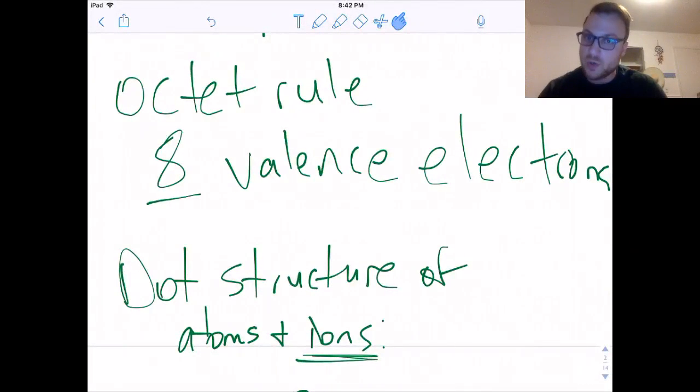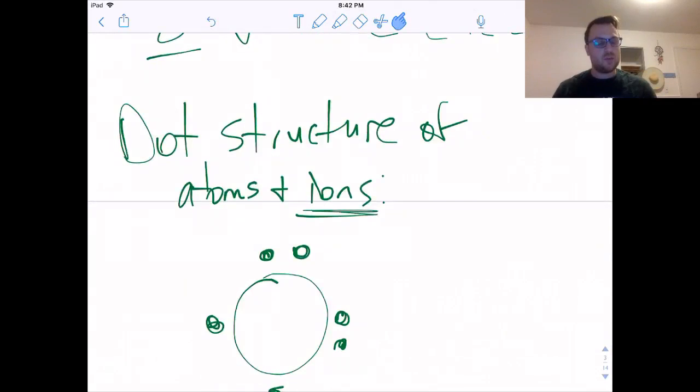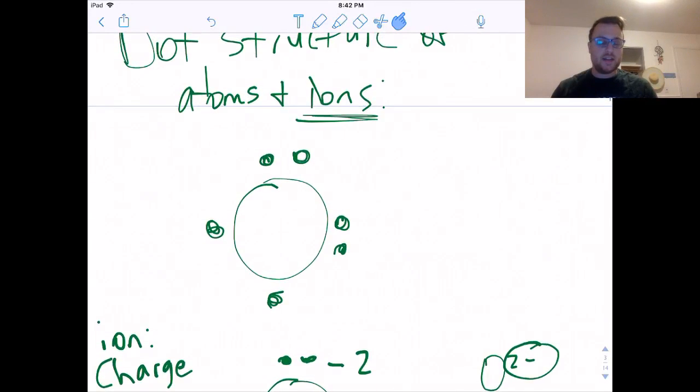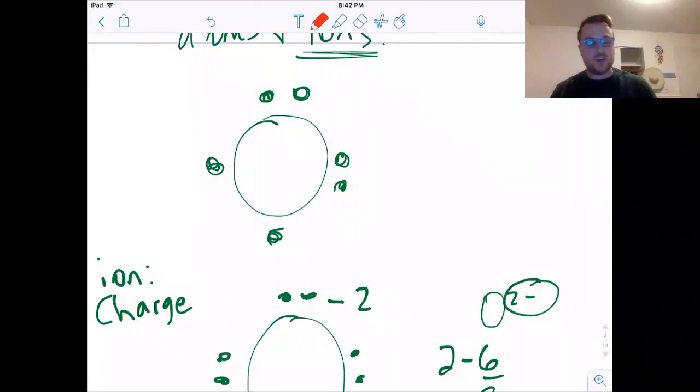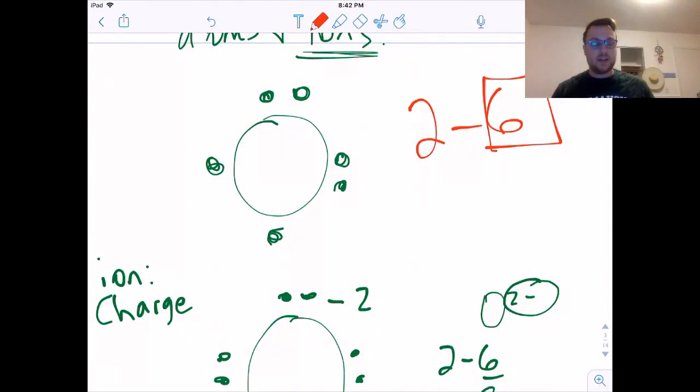Ions. Take into account the charge. You need to write the charge to get credit. So, if oxygen normally has 6 valence electrons, it means it's gained 2 negatively charged electrons. Electrons are negative, so show it now with 8 instead of 6.